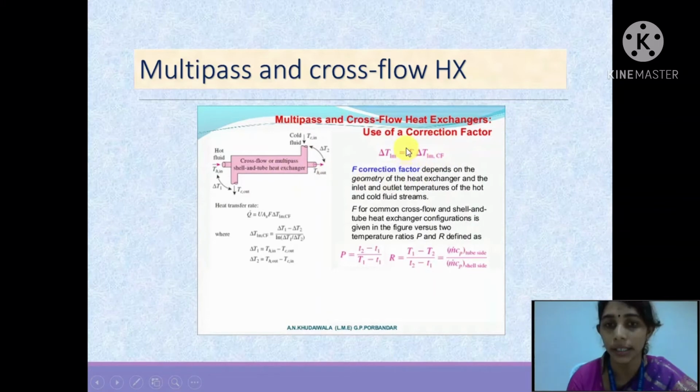So what is the correction? We introduce a correction factor. Multiplying the correction factor with the LMTD of counter flow will give the mean temperature difference for multipass and cross flow. I'm repeating it once again. We have to find the LMTD for counter flow and multiply it with the correction factor. So now this value is going to give the mean temperature difference for a cross flow heat exchanger. This correction factor depends on the geometry of the heat exchanger and the inlet and outlet conditions of the fluid streams.